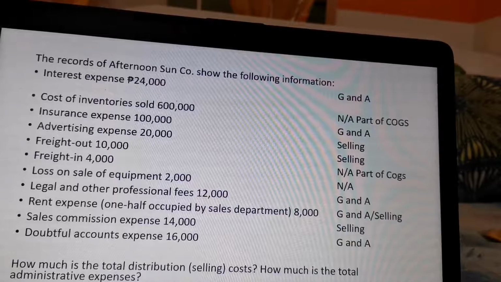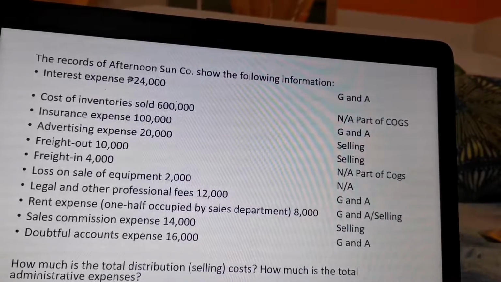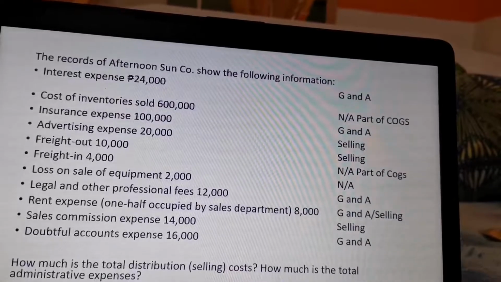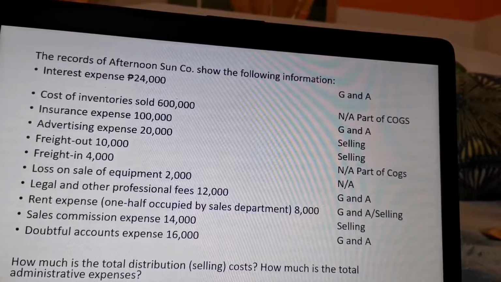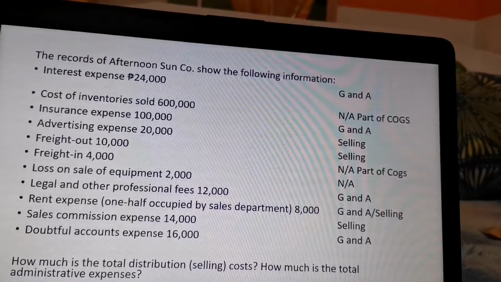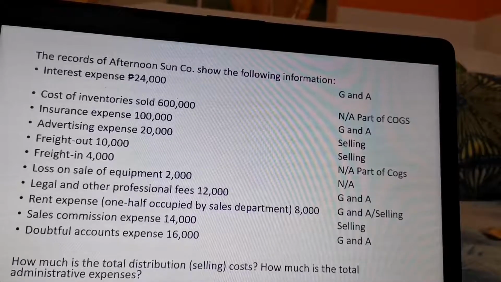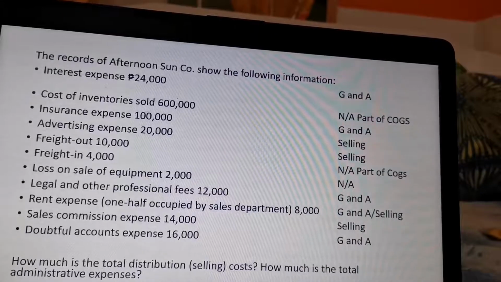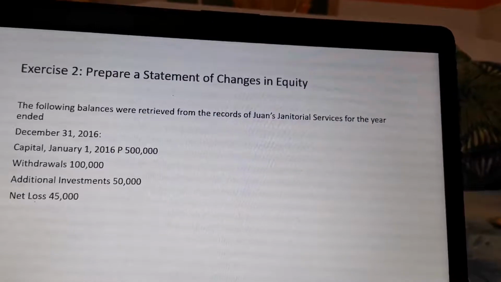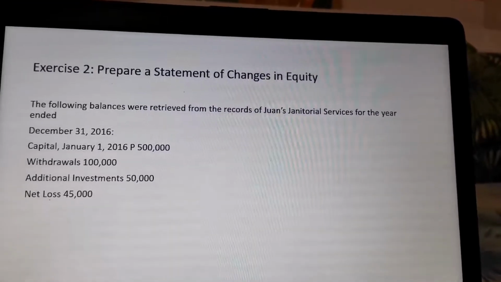Ito, sales commission expense, syempre halatado, selling expense siya. And doubtful accounts expense, when you say doubtful accounts, ito yung mga pautang mo na iniisip mo na hindi mo na siya makokolekta, kaya siya in-expense na. And this is actually a general and administrative expense.